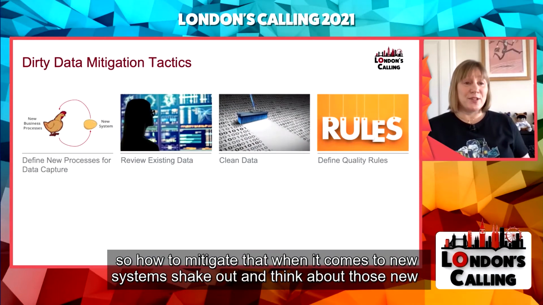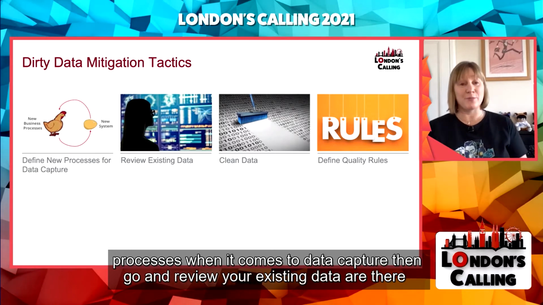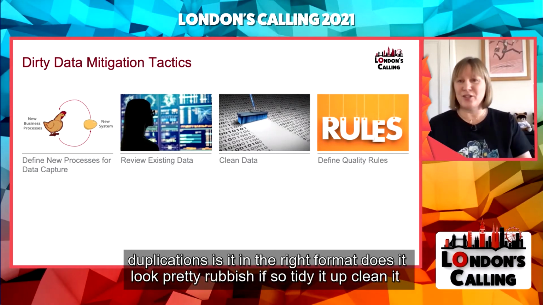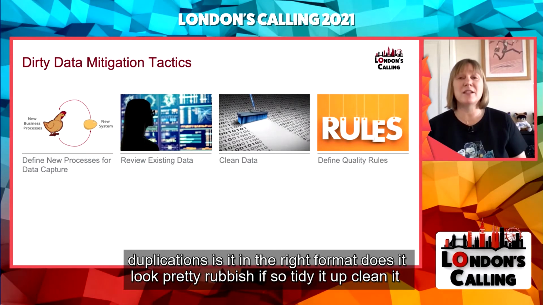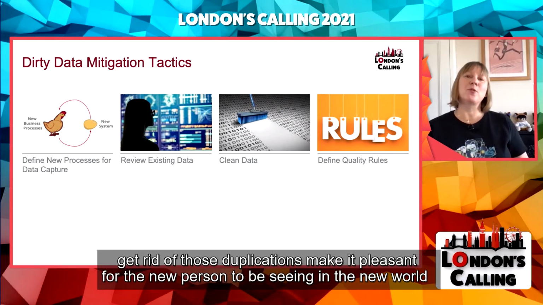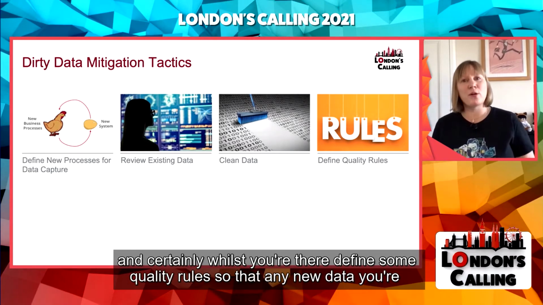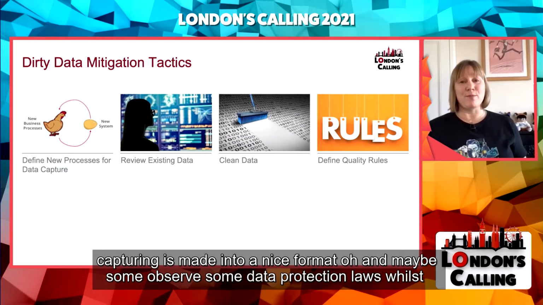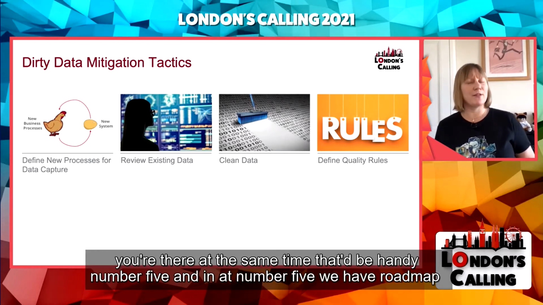When it comes to new systems, shake out and think about those new processes when it comes to data capture. Then go and review your existing data. Are there duplications? Is it in the right format? Does it look pretty rubbish? If so, tidy it up, clean it, get rid of those duplications, make it pleasant for the new person to be seeing in the new world. And certainly whilst you're there, define some quality rules so that any new data that you're capturing is made into a nice format. Oh, and maybe observe some data protection laws whilst you're there at the same time. That'd be handy.